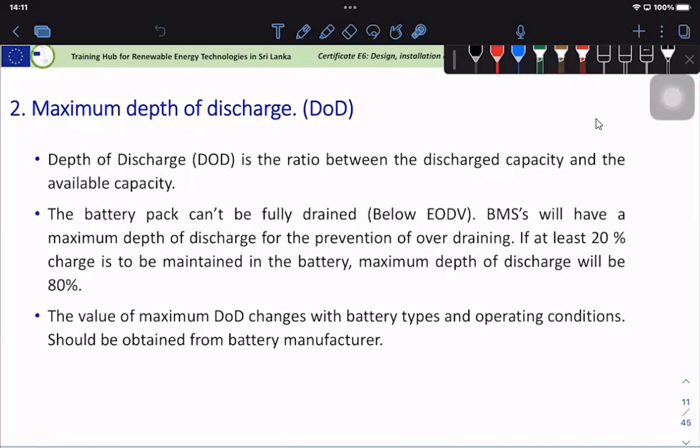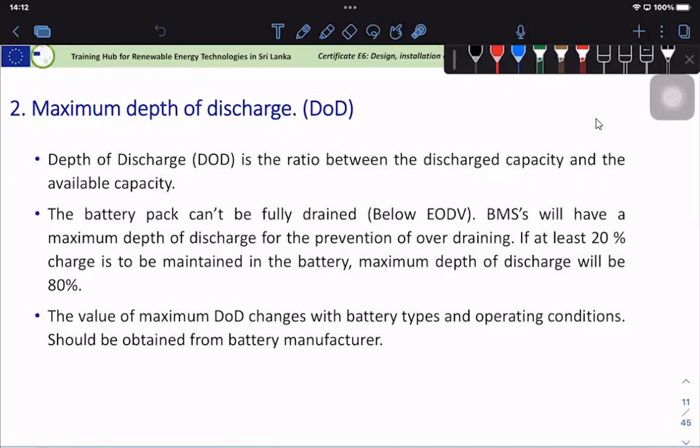Okay, the maximum depth of discharge. We had already seen what depth of discharge is under the battery terminologies from our previous slides. Depth of discharge is the ratio between the discharged capacity and the available capacity, right? So what do we mean by maximum depth of discharge?